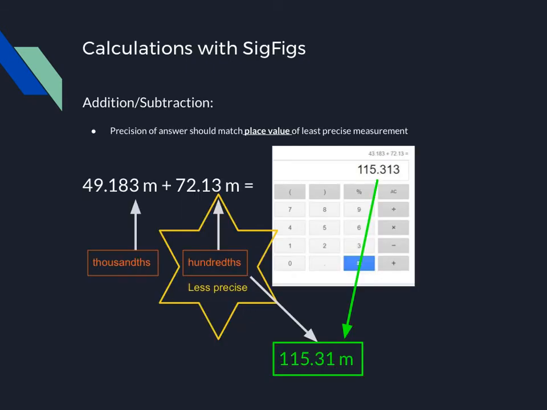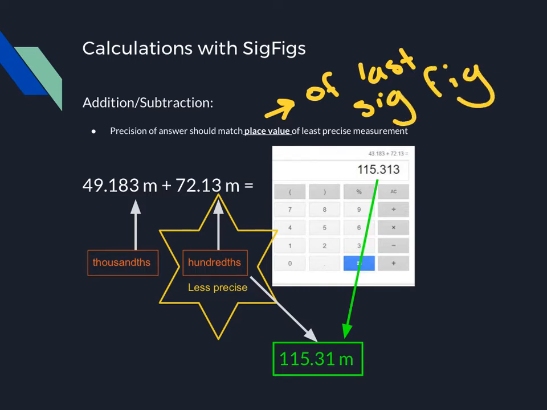Okay, when we're doing calculations with sig figs, there are 2 different rules. There's an adding and subtracting rule, and then a multiplying and dividing rule. The adding and subtracting rule has to do with the precision of our measurements. When I talk about precision, I'm talking about the place value of the last significant digit. So you may want to add that to your notes. This is place value of last sig fig.